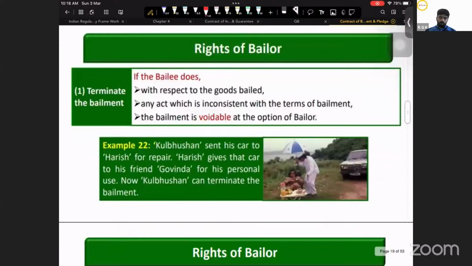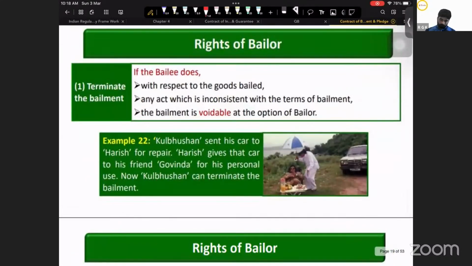Continuing further, what we have is rights of bailer. First right is to put an end to the bailment. If the bailee does any act which is inconsistent with the terms of the bailment. You had given the goods for your friend's personal usage. Your friend is renting it out, or your friend is giving it to someone else for using it. There is inconsistent usage, which is not in accordance with the terms of the bailment.